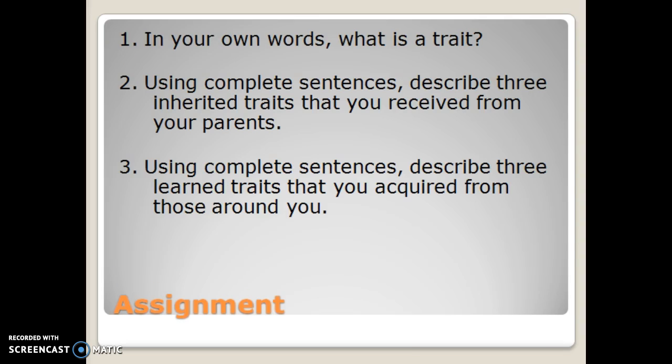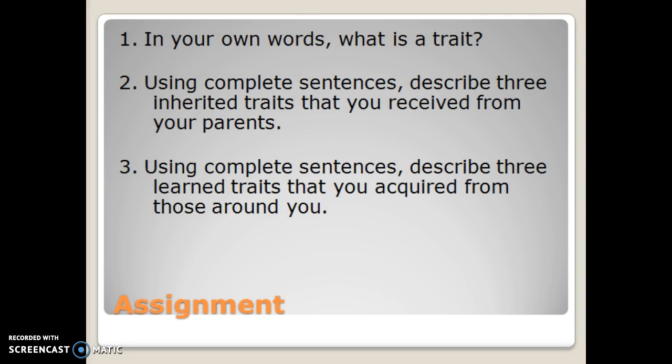Alright, that is the end of our vocab for today. Tonight your homework is going to be these 3 questions. Tomorrow you're going to come in and summarize what we did in these 3 questions. Your first one, in your own words, what is a trait?